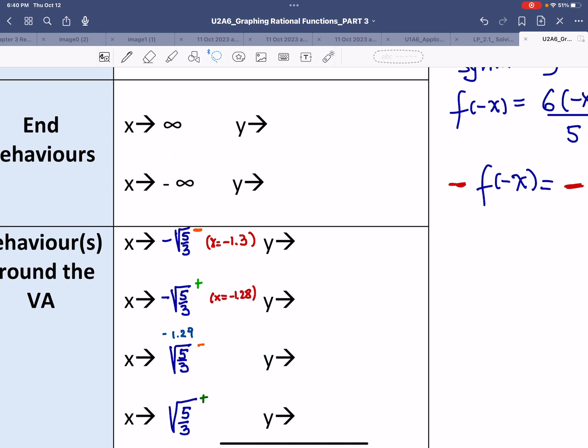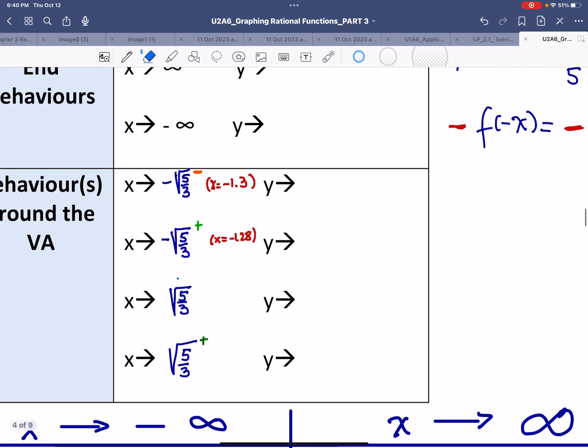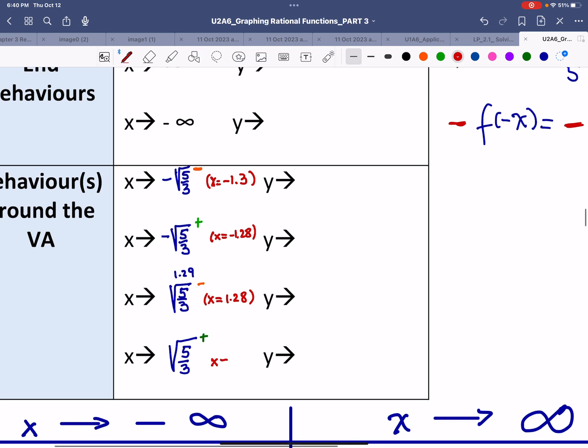Next, we are going to choose a number to the left-hand side of root 5 over 3. So this is positive 1.29. To the left of 1.29, we have x equal to positive 1.28. And we're also choosing a number to the right side of 1.29, or root 5 over 3, which will be about 1.3. That would be a nice number to choose.